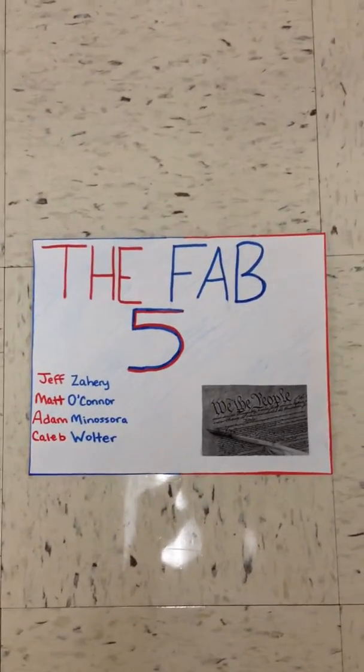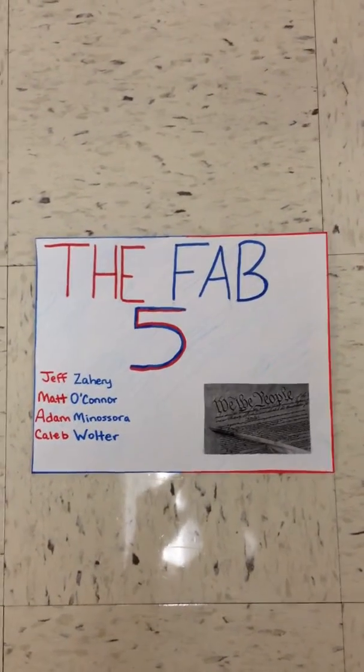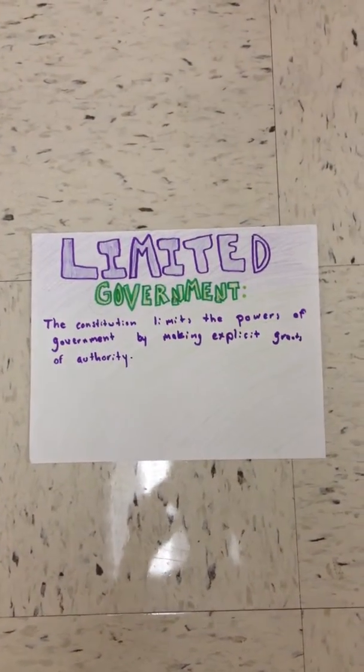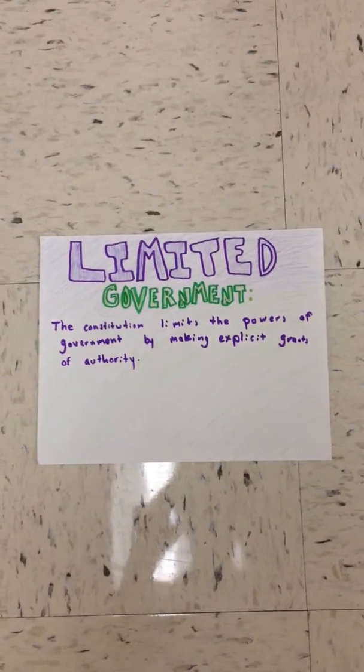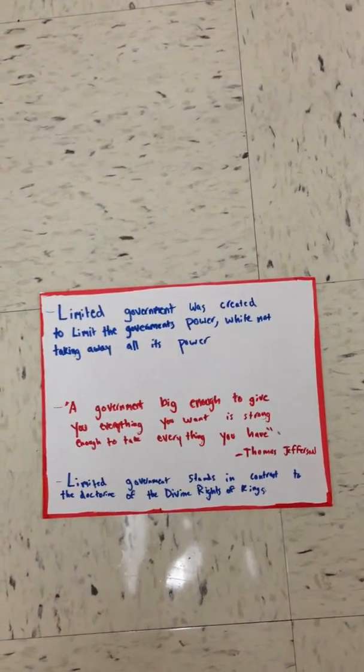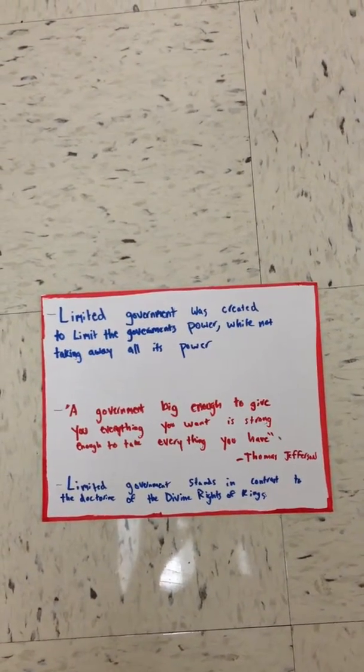Ladies and gentlemen, we are gathered here today to discuss the Fab Five principles of the Constitution. The first of the five is limited government. The Constitution limits the powers of the government by making explicit grants of authority. Limited government was created to allow the government to be powerful, but not too powerful.